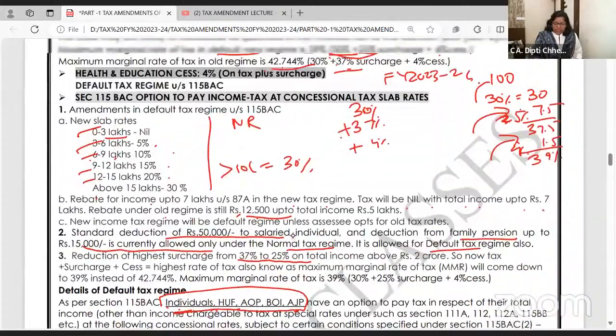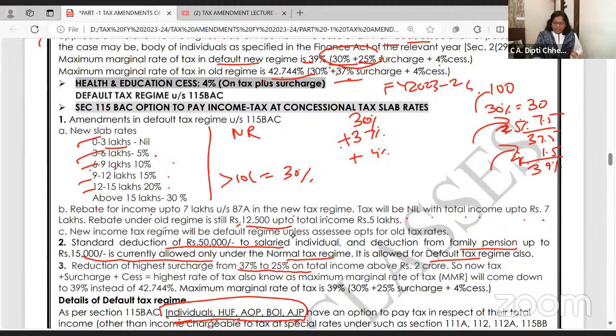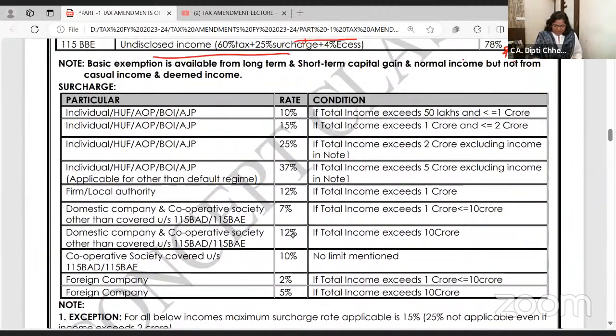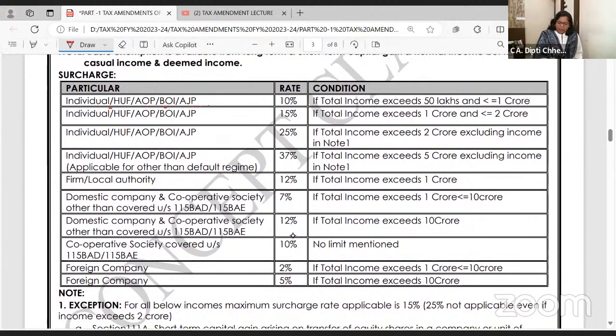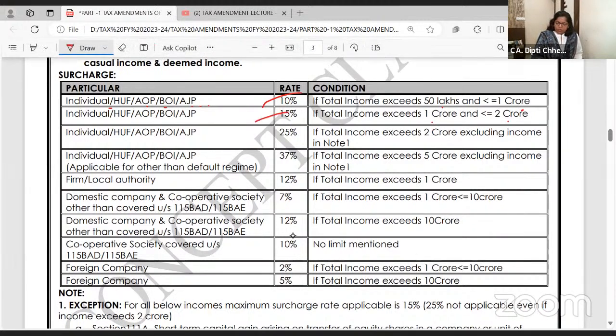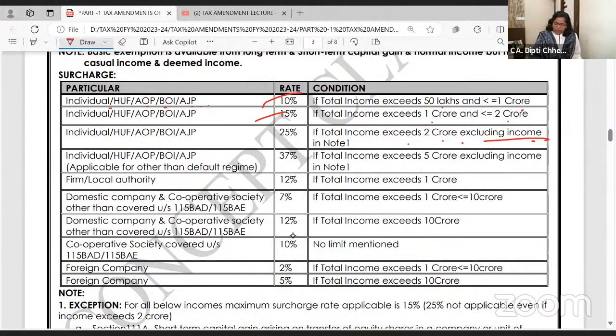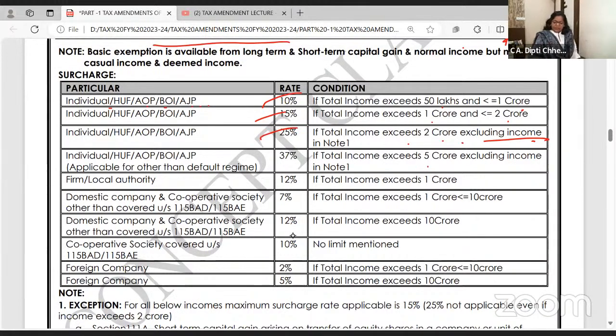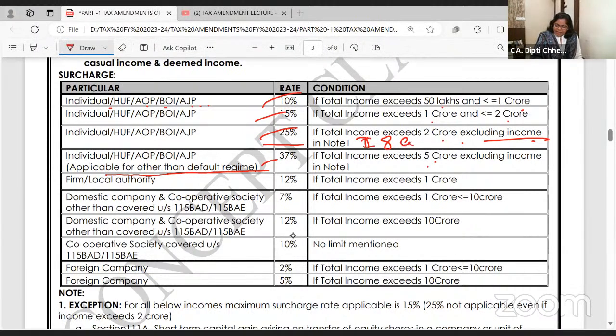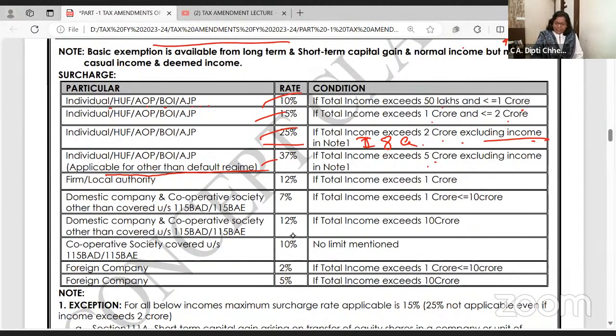Coming back to surcharge, highest surcharge rate in case of the default tax regime is 25%, otherwise 37%. देखो, individual, HUF, AOP, BOI, AJP. If the income exceeds 50 lakhs to 1 crore, surcharge rate is 10%. 1 to 2 crore, 15%. 2 crore, okay, excluding some income, which I will say. If it exceeds 2 crore to 5 crore, 25%. Above 5 crore, 37%, applicable for other than default tax regime. Matlab, if you are filing your return in default tax regime and suppose your total income is 8 crores, what will be the highest surcharge rate? 25%.